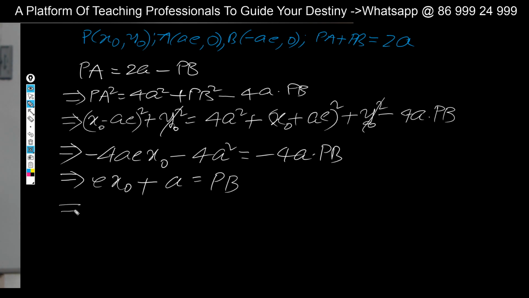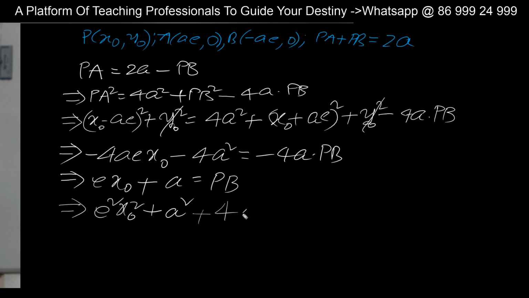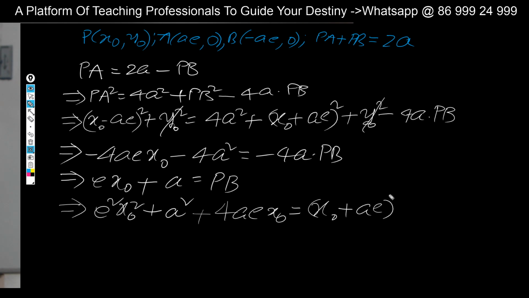Square it please. E square X naught square plus A square plus 4AE X naught is equal to PB square, X naught plus AE whole square plus Y naught square.